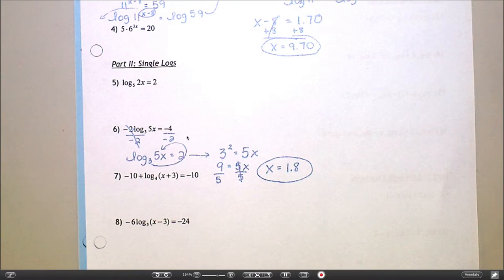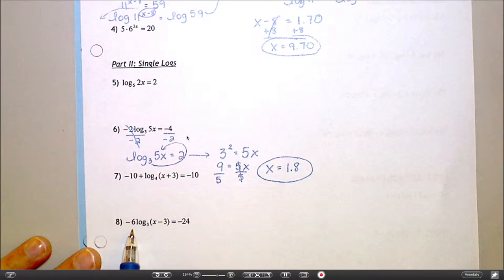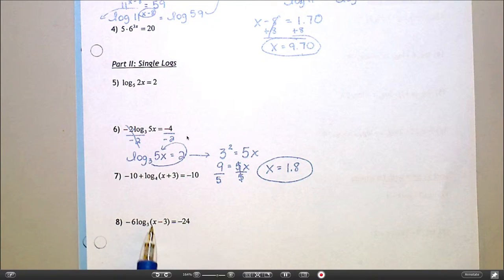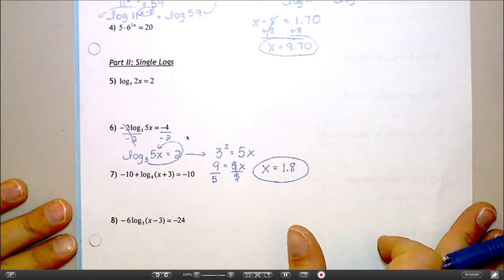Which one, Emily? 8? Okay. So with 8, what's the first thing I would get rid of? 6. I would divide by the negative 6, and then I would write it as 3 to the power of, let's see, that would be a positive 4 after you divide by the negative 6. So 3 to the power of 4 equals x minus 3. And then 3 to the power of 4 is 81, so then you would have 81 equals x minus 3, and then add the 3 over. Does that make sense? That process?